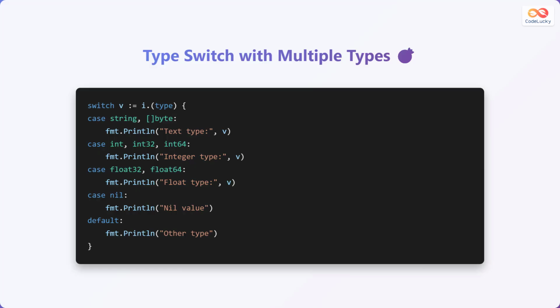The third case handles float32 and float64 types, printing float type followed by the value. The fourth case checks for a nil value. If none of the above cases match, the default case is executed, printing other type.